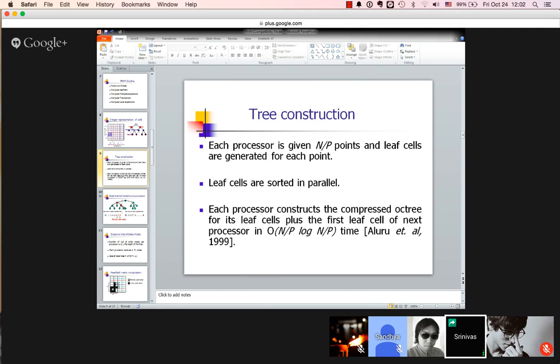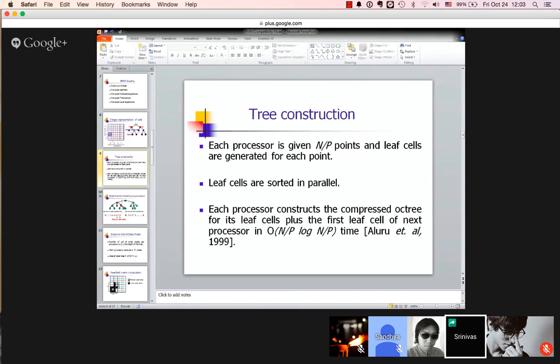And the tree can be constructed in N over P log N over P time, because there is a serial N log N algorithm, which I'm not describing here. The leaves on a processor should be spatially close to each other, right? Is that correct? That automatically happens because of the Morton ordering.